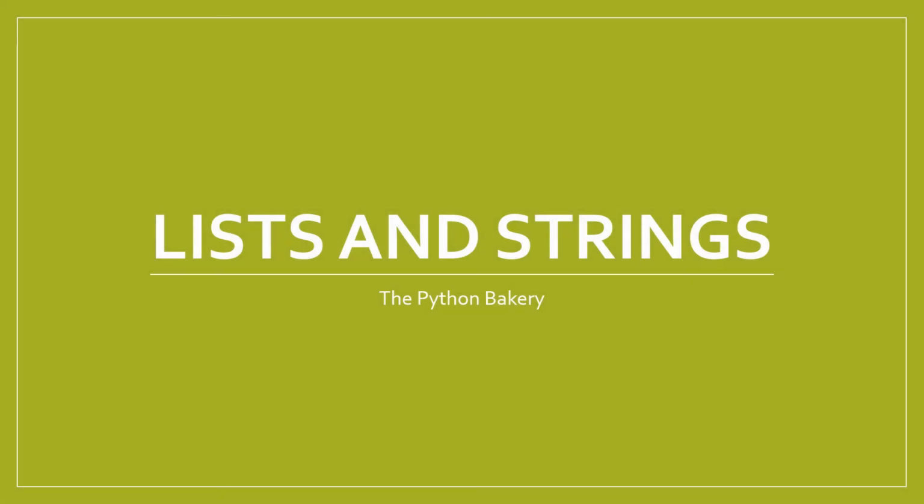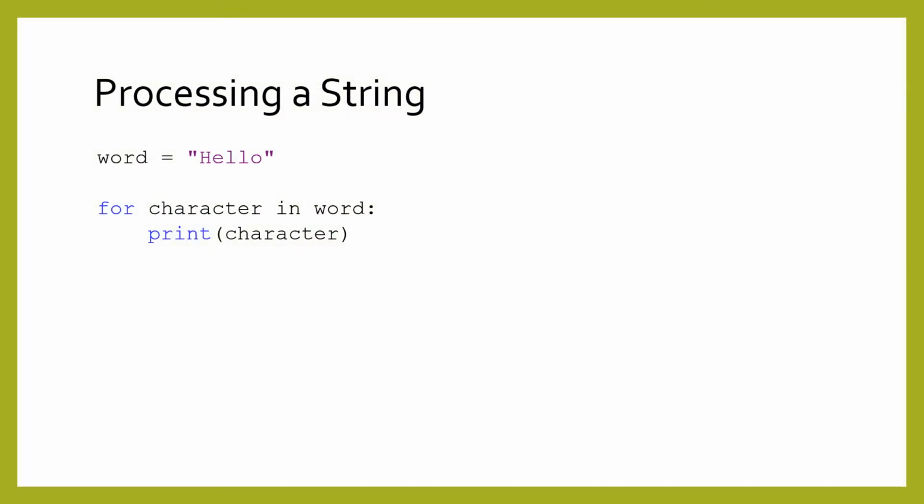Lists and strings. Lists and strings are somewhat similar, since they are both a sequence of things. Strings are sequences of characters, but lists can be a sequence of anything. The key idea is that both strings and lists are sequences, which means that you can iterate over them with a for loop. When you iterate over a list, you get each element. When you iterate over a string, you get each character.